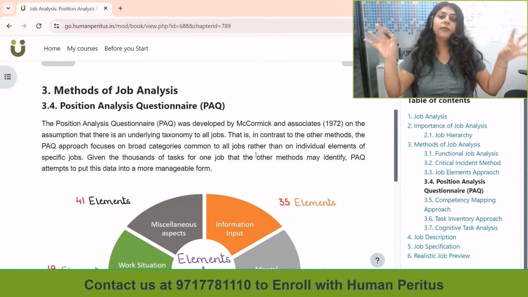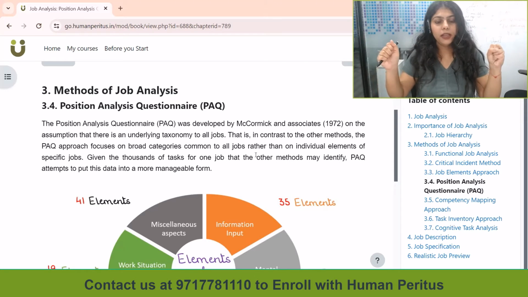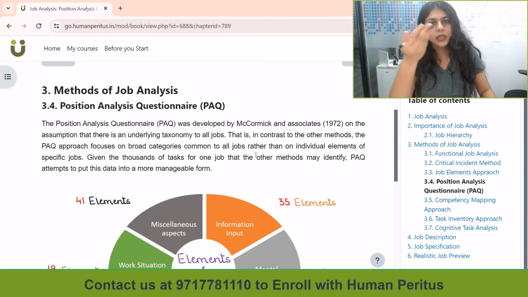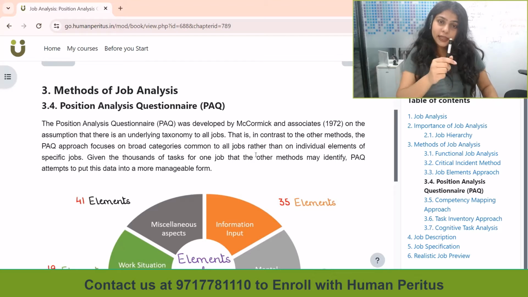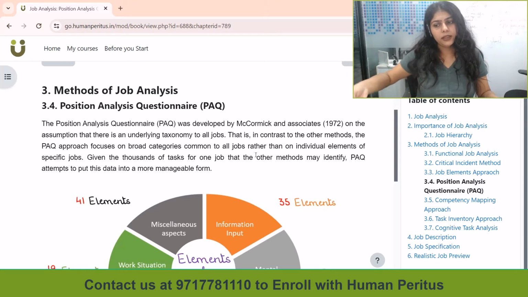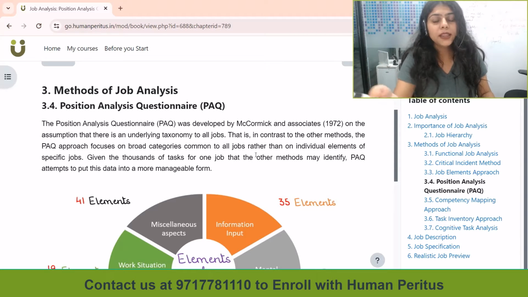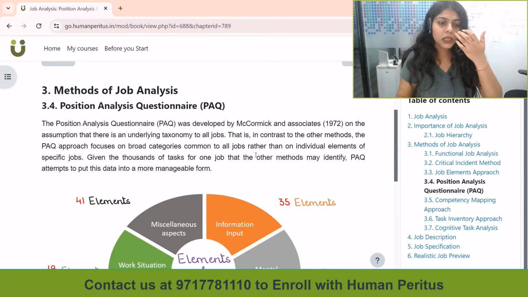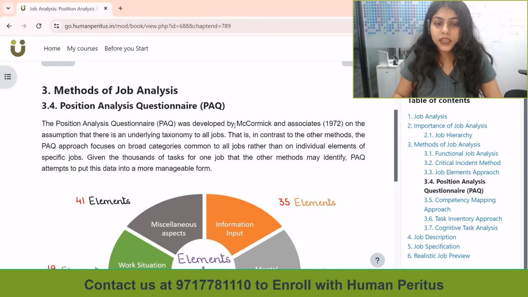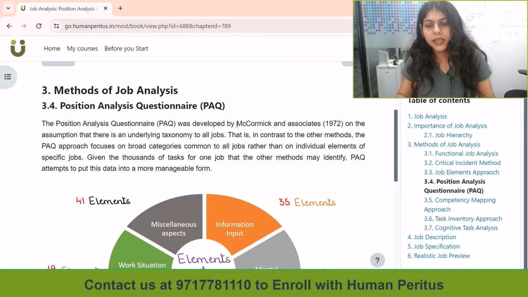So from different categories, it creates bundles. But as we have seen in other methods also, they create a sort of difference between all the categories. But what this does is consolidate the elements into some broad categories. Now, this was developed by McCormick and Associates in the year 1972.